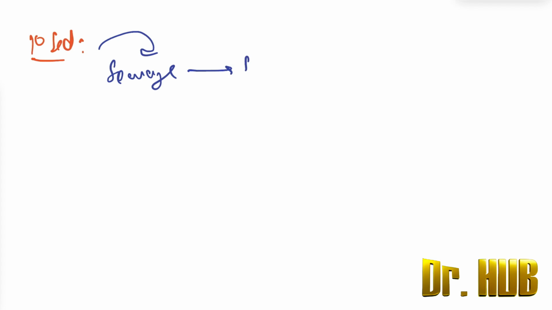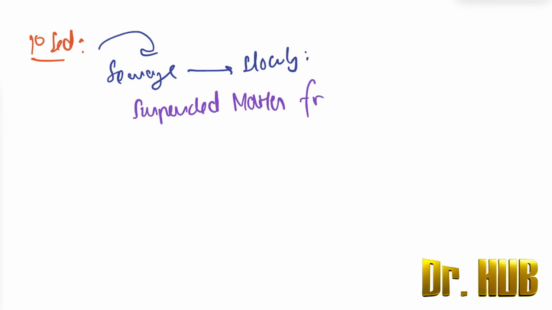Then we have the primary sedimentation. In primary sedimentation, the sewage is allowed to flow slowly so that the suspended matter, that sediments from the sludge, is removed.